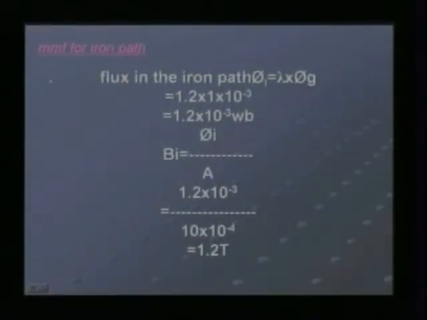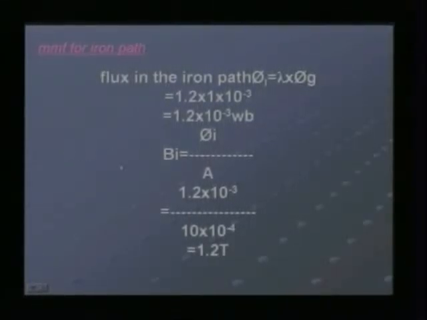Now, we will determine the magnetomotive force, that is, the ampere turns for the iron path. Here the flux in the iron path is given by the leakage coefficient multiplied with the air gap flux, that is equal to 1.2 multiplied with 1 milliweber, which is equal to 1.2 milliwebers or 1.2 into 10 power minus 3 webers.